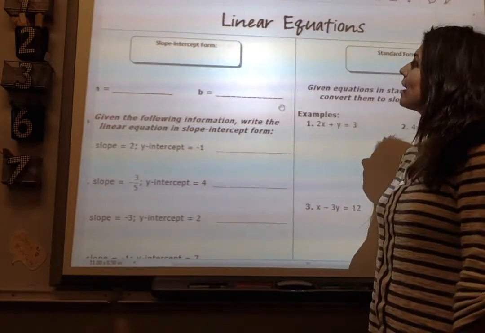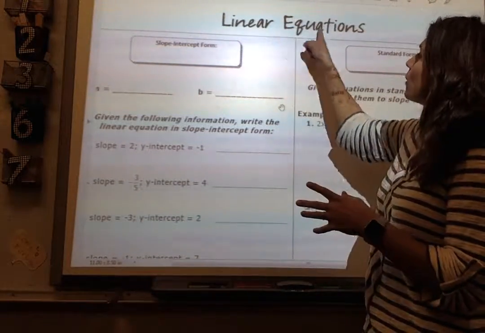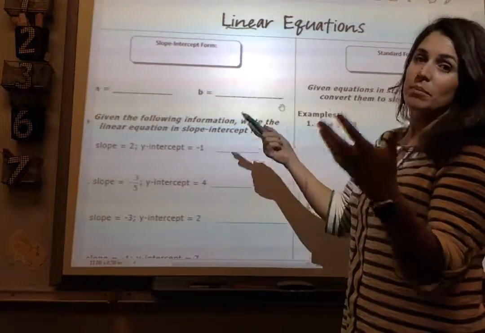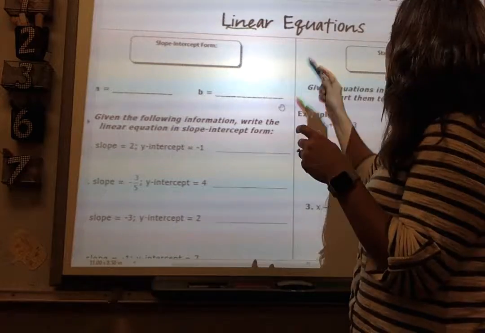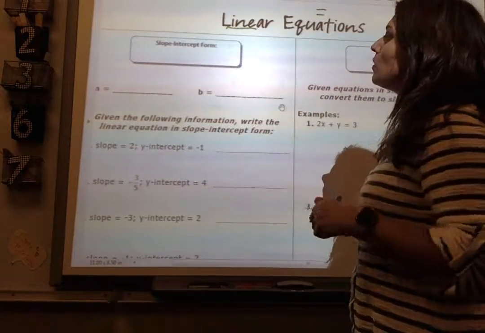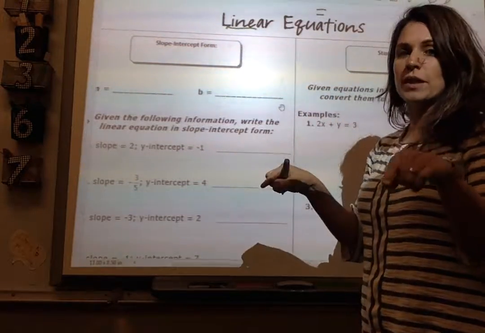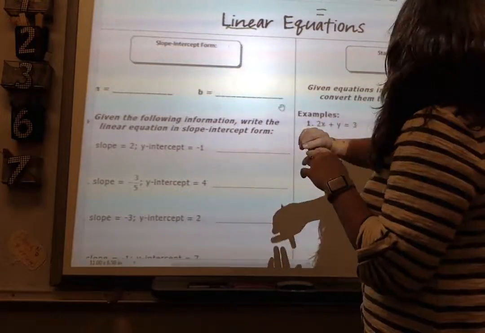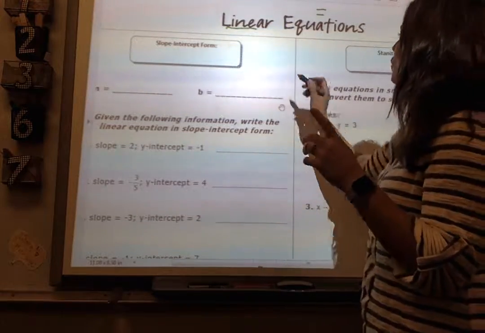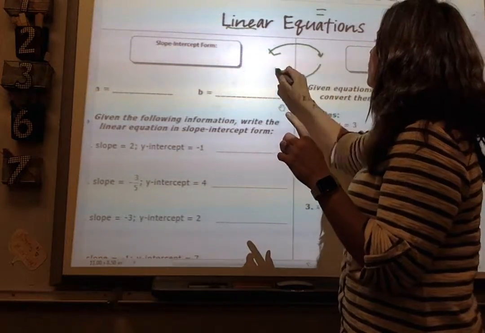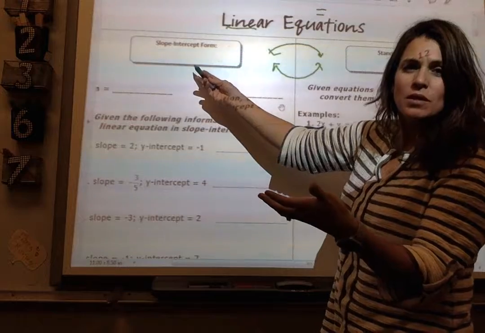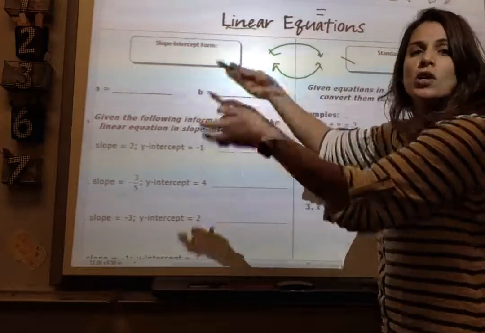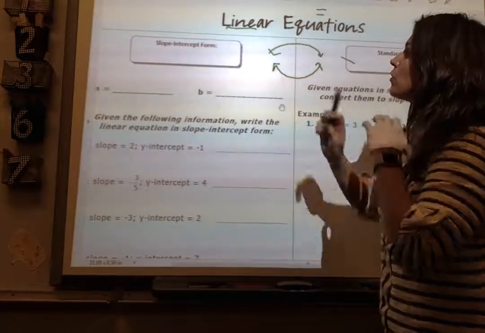All right, we talked in class about this unit being about linear equations, and we have deduced that linear means a line, and equation means an equal sign. So we're going to deal with two types of linear equations today: slope-intercept form and standard form. And you can always go back and forth between the two. If you get something in slope-intercept form, you can turn it into standard form, and if you have something in standard form, you can always turn it back into slope-intercept form.